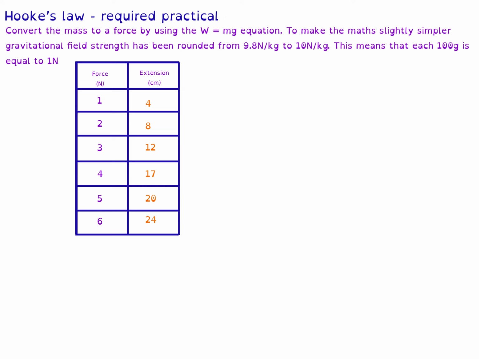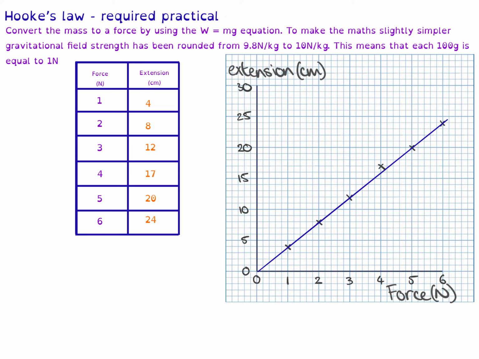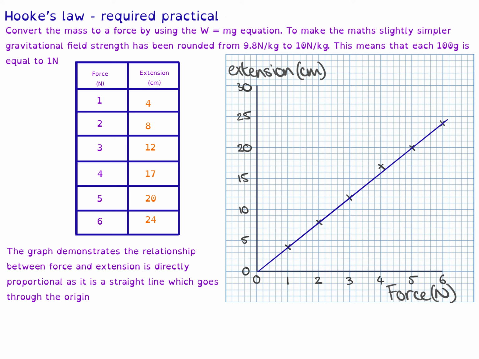Here we've got our results table with our force going from 1 to 6 newtons, and our extension has been recorded accordingly in centimetres. And you can draw a graph of extension against the force, and we get a nice straight line here. This graph demonstrates the relationship between the force and extension is directly proportional, as it's a straight line which goes through the origin.